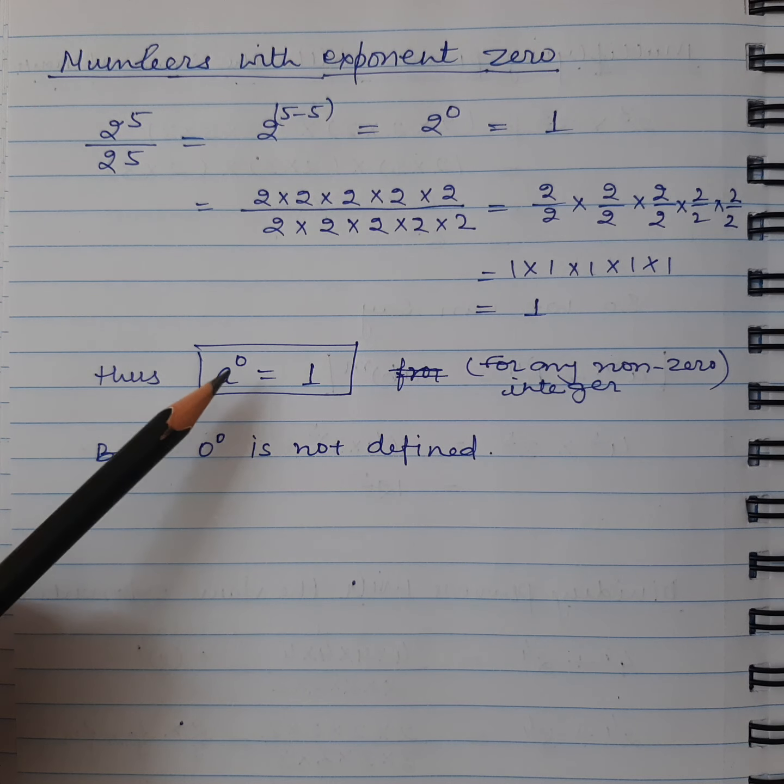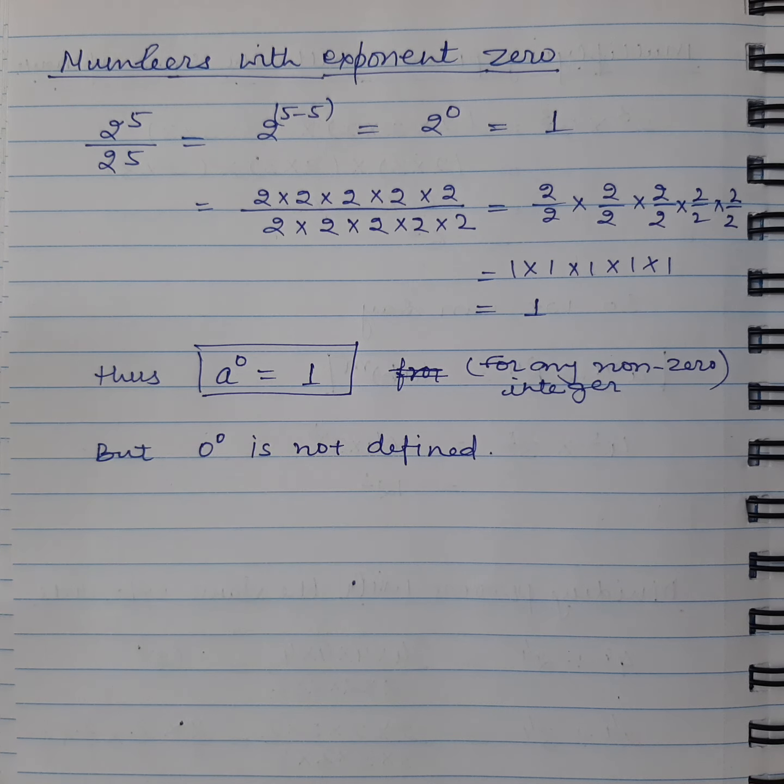So a raised to power 0 is equal to 1, we can define. So any non-zero base which has an exponent of 0 will be 1. 0 raised to power 0 is not defined, so we cannot say 0 raised to power 0 is also 1.